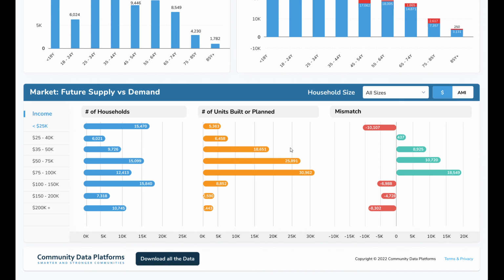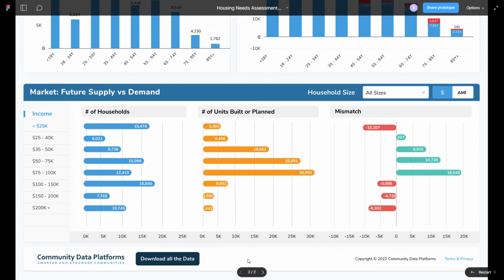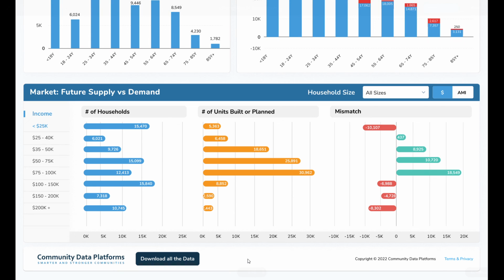Another feature of the Housing Needs Assessment tool is its download functionality. When the user clicks this button, the data at various aggregation levels will be downloaded. The market, the submarket, zip code, and even census tract data can all be downloaded into an Excel file.